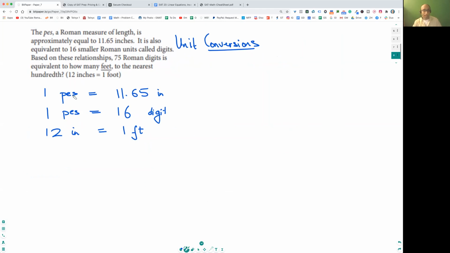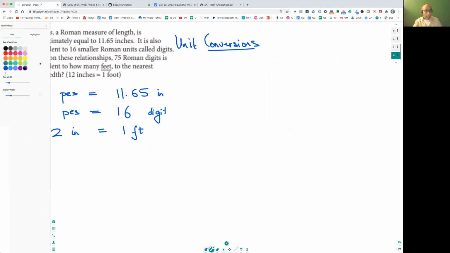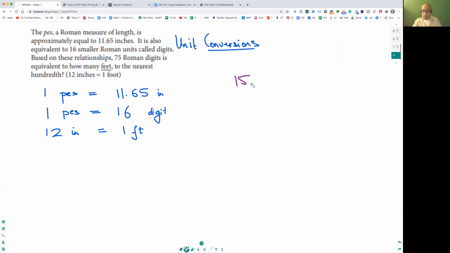All right, so now, guys, pay attention to what I'm showing you. This could add another 15 points. So remember, you were asked about 75 Roman digits. I've just written down these formulas. One PES is 11.65 inches. I've also written down that it is equivalent to 16 Roman units, called digits. So one PES is 16 digits. And then I've written down 12 inches is 1 foot. Now you're asked, what is 75 Roman digits in feet?